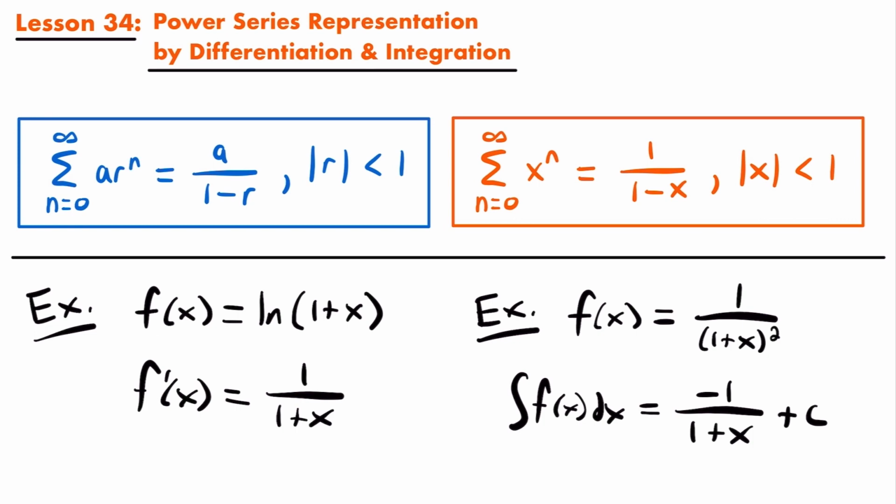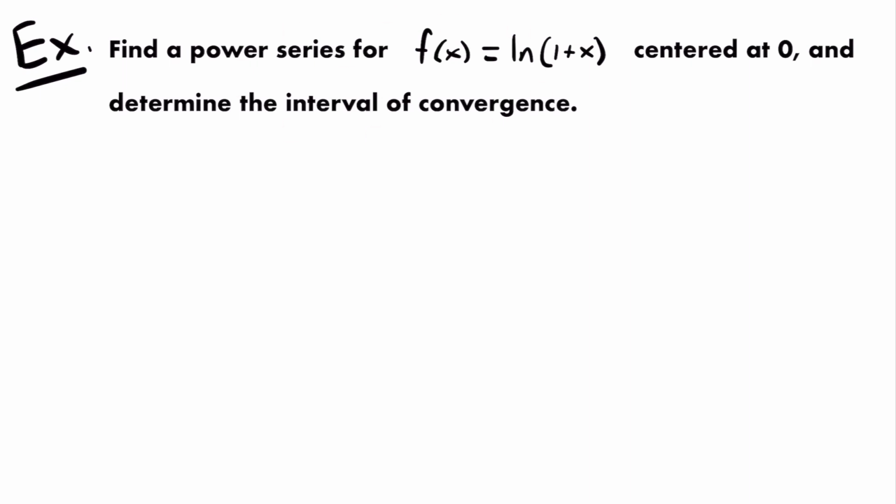But now let's take a look at each of these functions and how we could represent them as power series. Let's start with this function, f of x is equal to the natural log of 1 plus x. Here's our example written a little bit more formally. We want to find a power series for that function, f of x equals the natural log of 1 plus x, centered at 0, and we want to determine the interval of convergence for that power series. We'll talk about the interval of convergence once we find our power series, so we'll come back to that later. For now, let's just focus on how we're going to express this function as a power series.